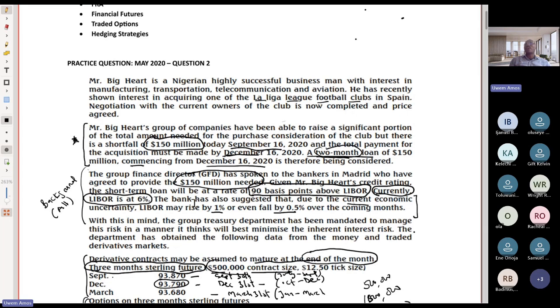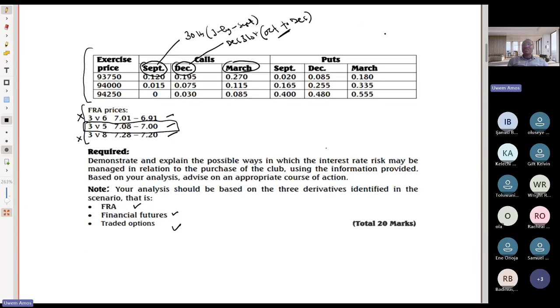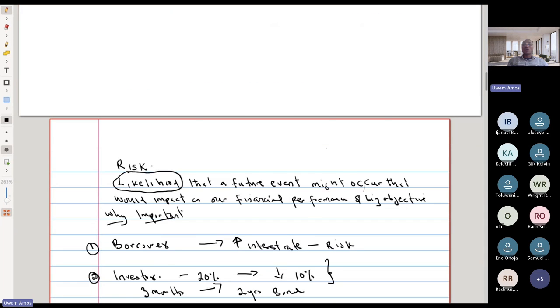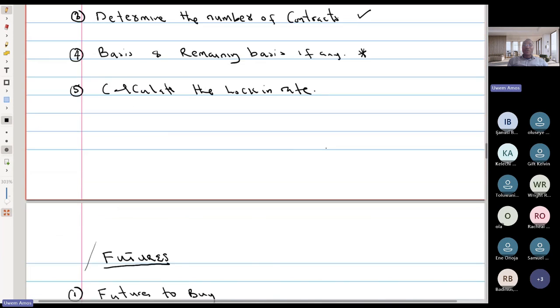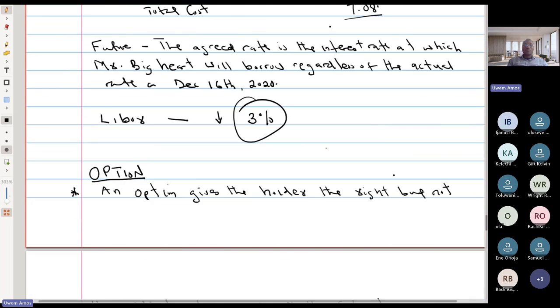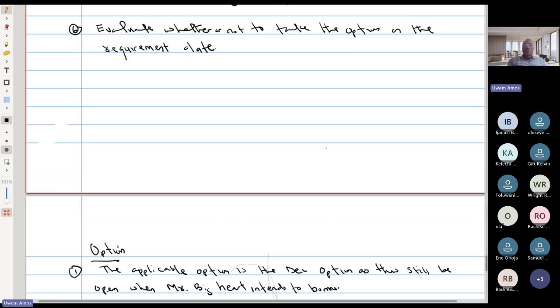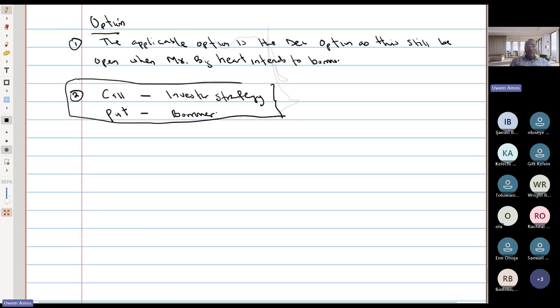So because he's a borrower, the applicable strategy would be a put option. So we'll just write that down quickly and get a quick mark. Quick, cheap, easy mark on that. It can either be a put or a call strategy, depending on who the individual is or what the individual is interested in. So because Mr. Big Heart is a borrower, the strategy would be a put strategy. So let's write that down quickly. You don't need to write this in your answer booklet. I just use this to explain the concept or the principle.